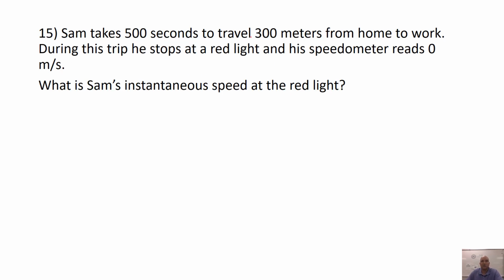Sam takes 500 seconds to travel 300 meters from home to work. During his trip, he stops at a red light and his speedometer reads 0 meters per second. What is Sam's instantaneous velocity at the red light? Well, at the red light, he stopped. So his instantaneous velocity is 0 meters per second.